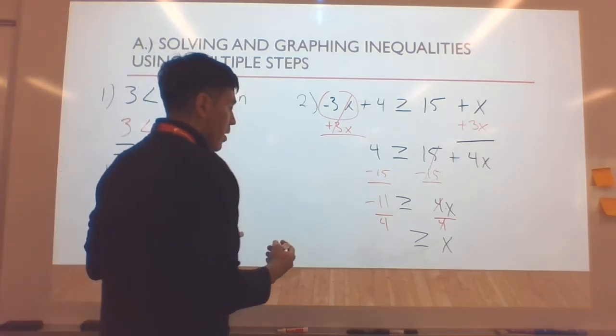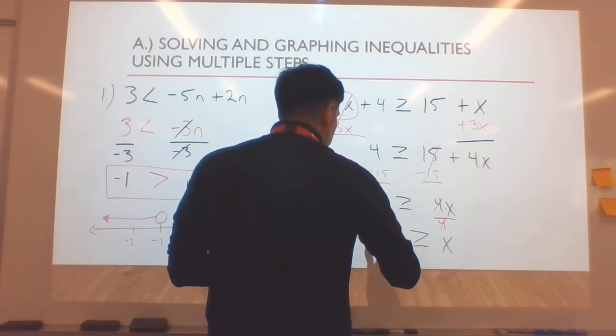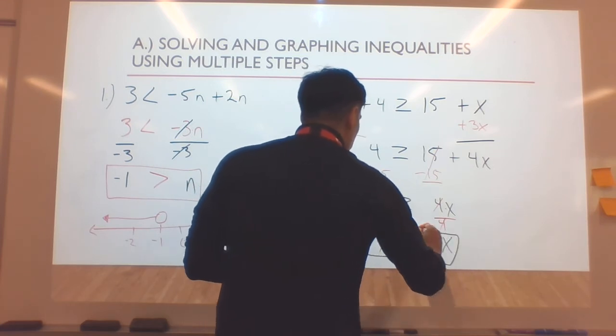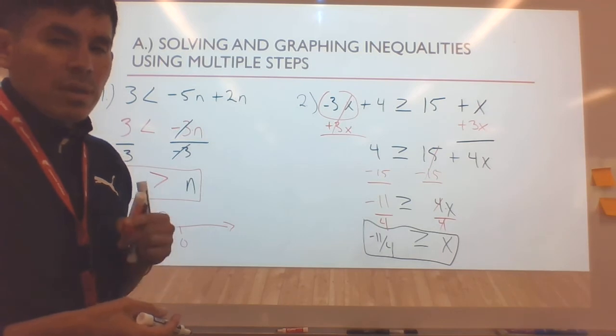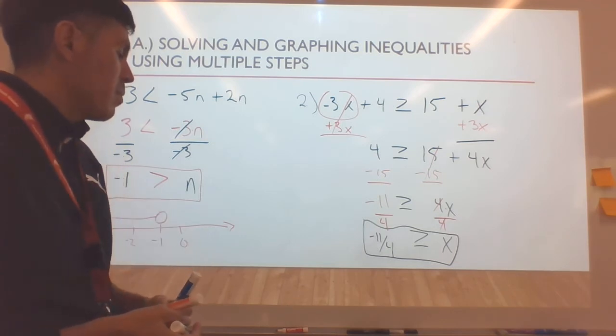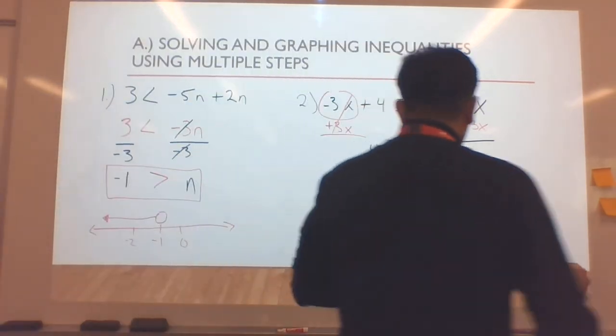We're going to do that for right now. We're going to say that's negative 11 divided by 4. And so my answer is x is less than or equal to negative 11 over 4. The next step is we're going to have to graph. So you make a graph.